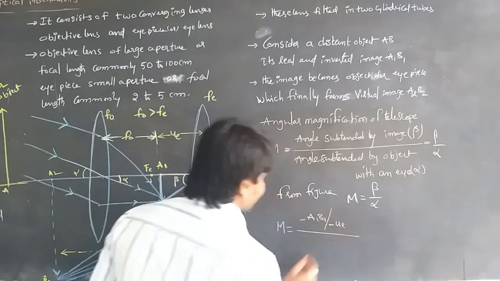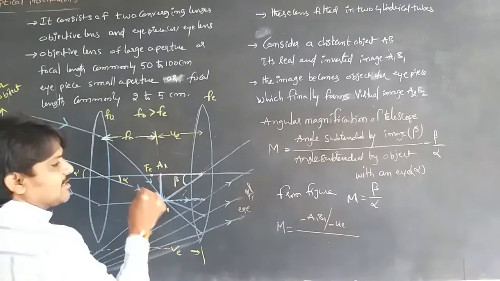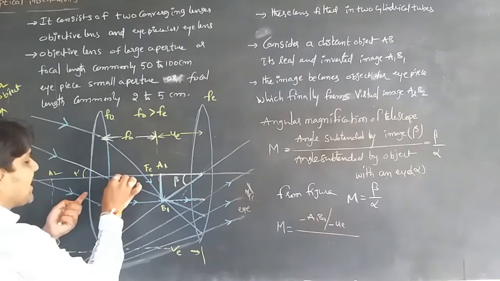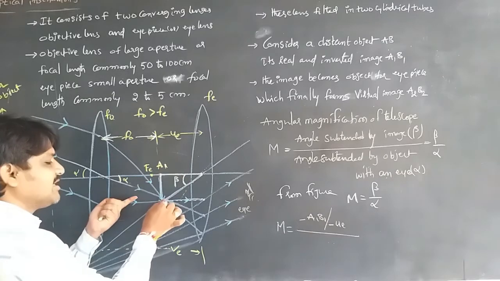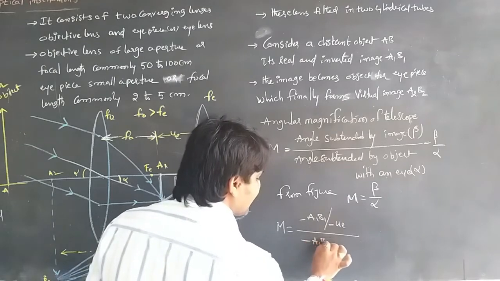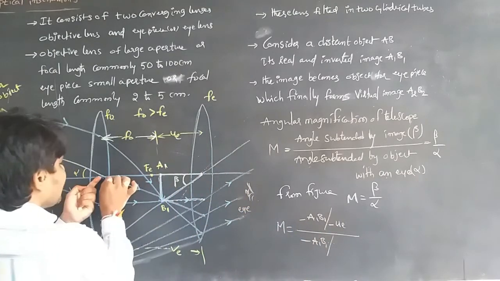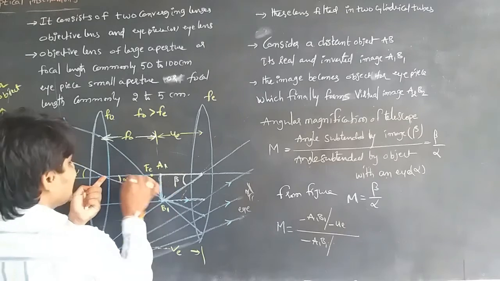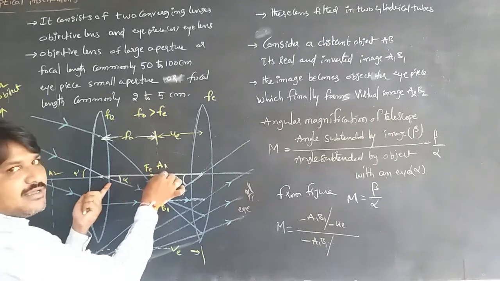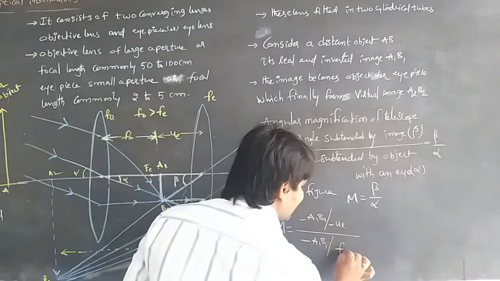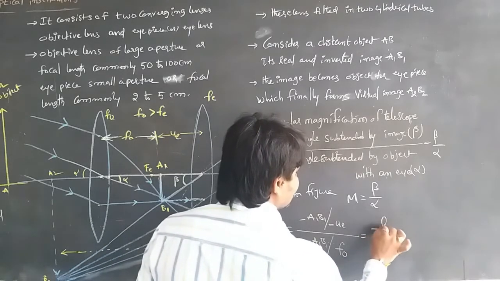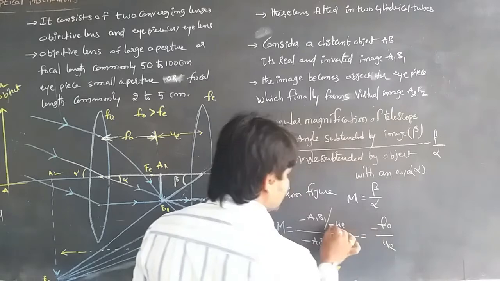Again, if we take the angle subtended by the object at the eye, this is the angle alpha. This is also inverted, so that's why we take minus A1 B1 by the adjacent, the distance from the optical center, which is F0 in the direction of the incident ray, so that's why F0 is positive. So by taking the values, we can get minus F0 by UE.